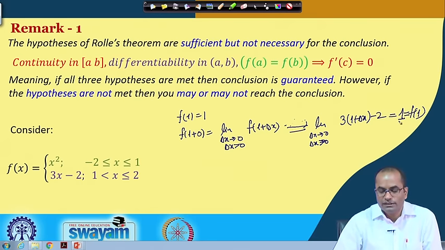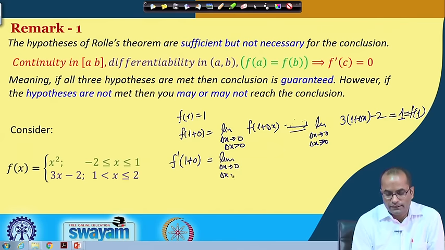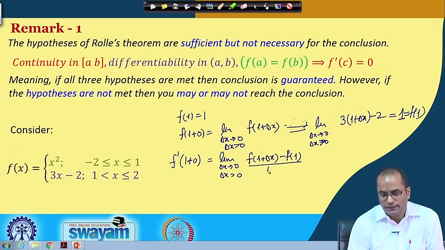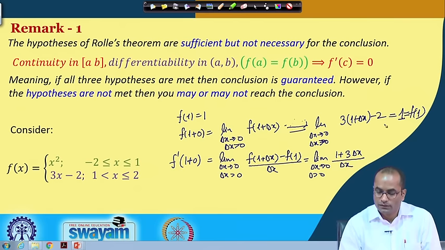So the function is naturally continuous in this case, and if we check the differentiability, that means the right derivative first. So f'(1+0), the right derivative, means the limit as delta x goes to 0, with delta x positive, of f(1 + delta x) minus f(1), divided by delta x, this quotient here. Here 1 plus delta x will again be calculated from 3x minus 2, which we have just done before. So it was 1 plus 3 delta x, divided by delta x, and then minus f(1), which is 1.